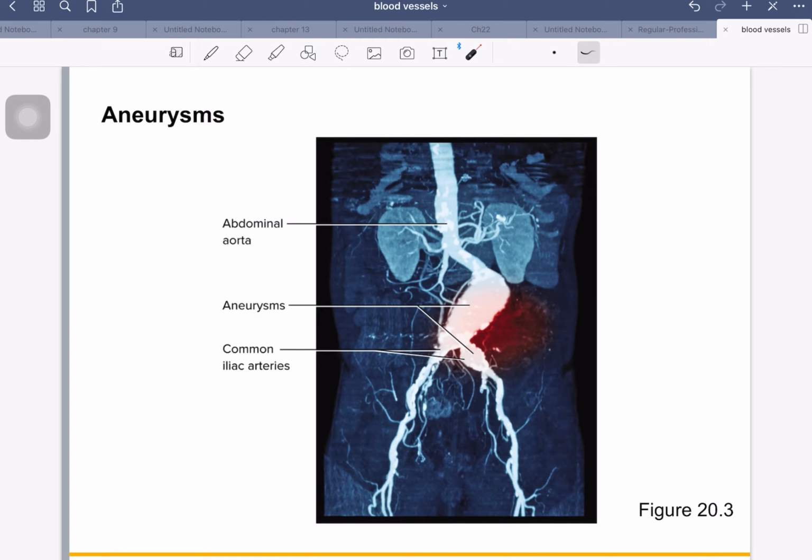Here we can just see an aneurysm. Here's the abdominal aorta, and it should more or less maintain the same width, but you can see the bulging here. And here we are right down near the pelvis, where it's starting to bifurcate into the common iliacs.